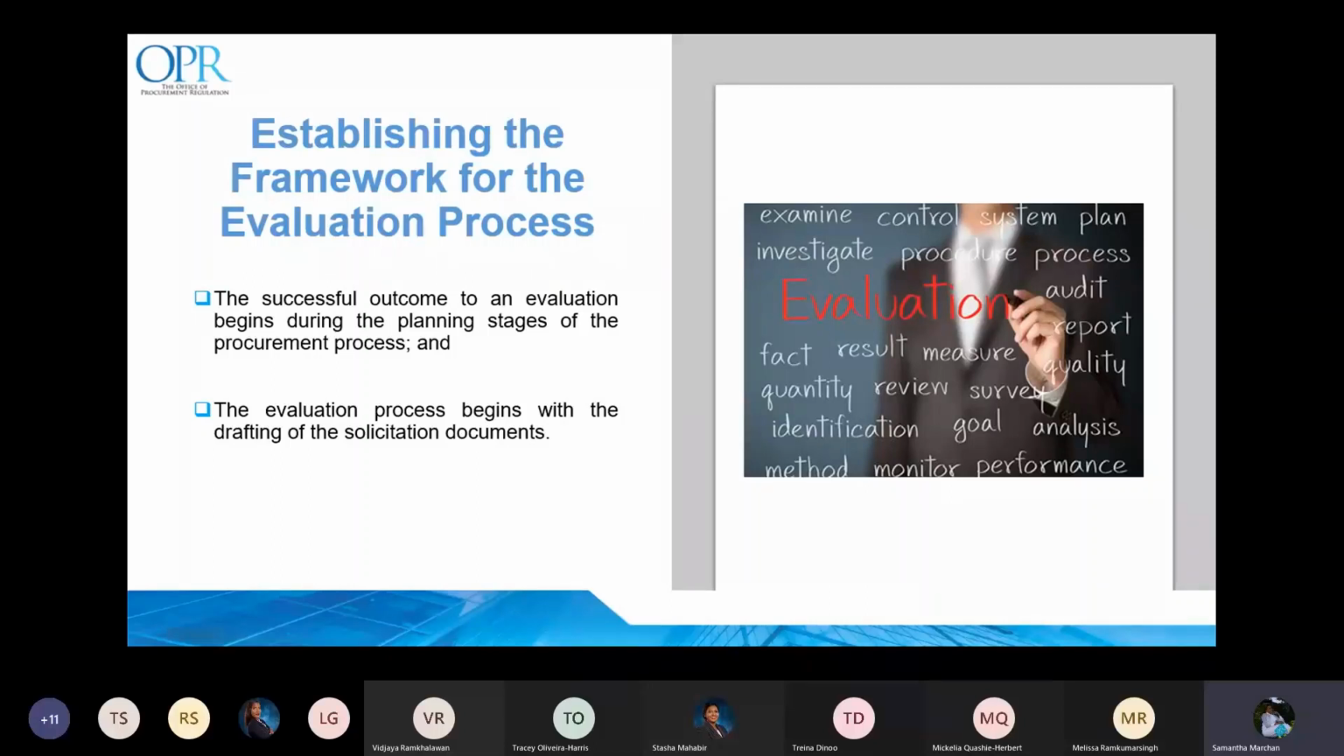Establishing the framework for the evaluation process. The successful outcome to an evaluation begins during the planning stages of the procurement process, and the evaluation process begins with the drafting of the solicitation documents. So when developing the solicitation document, the requirements of the goods, works, or services to be procured must be carefully considered to allow the procuring entity to determine the elements that must be evaluated in order to achieve the project outcome.